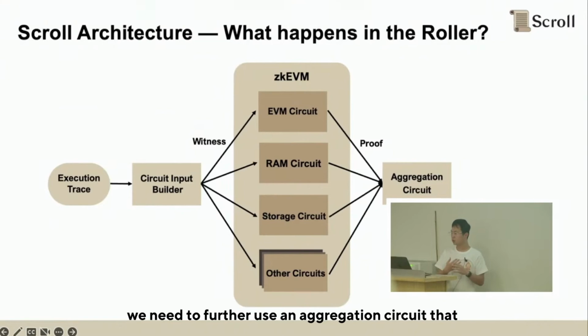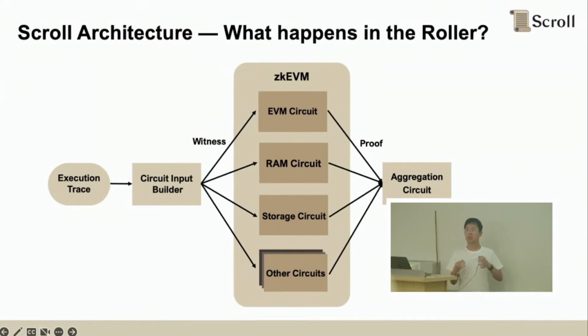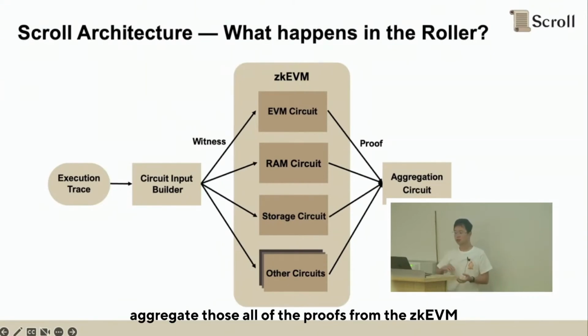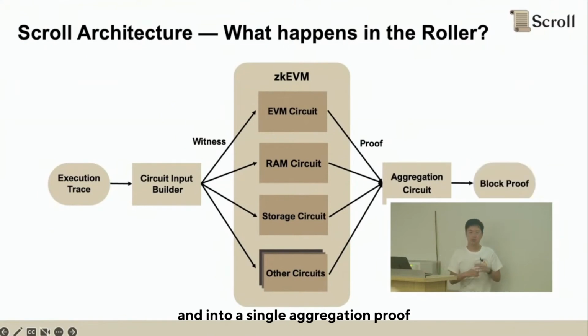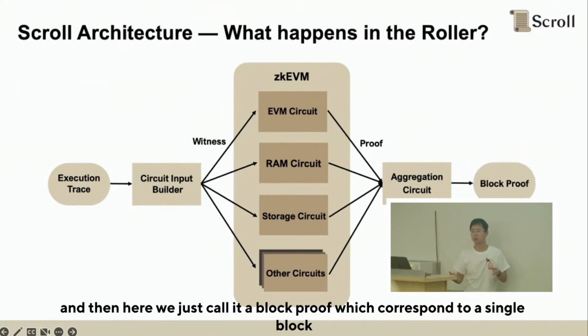So we need to further use an aggregation circuit that aggregates all of the proofs from the zkEVM into a single aggregation proof. And here we just call it a block proof, which corresponds to a single block.